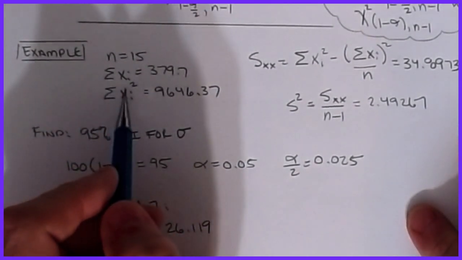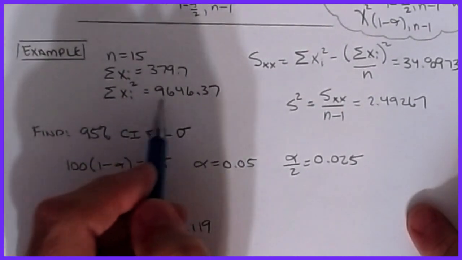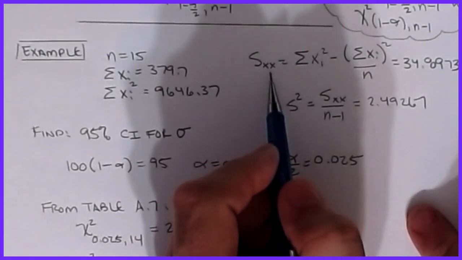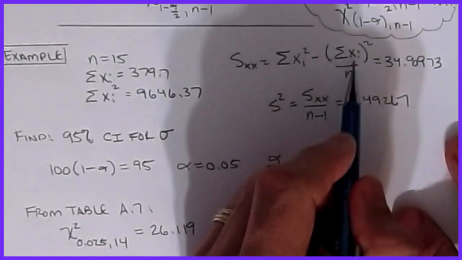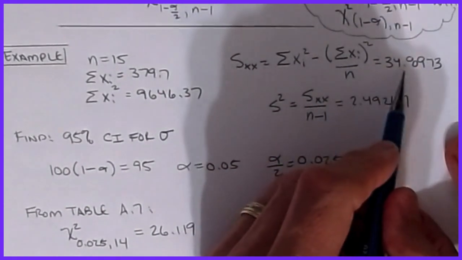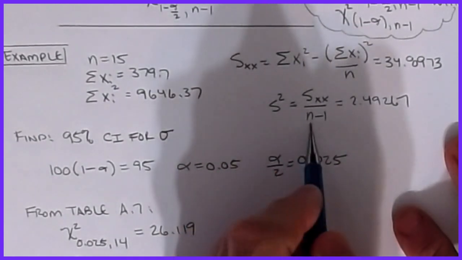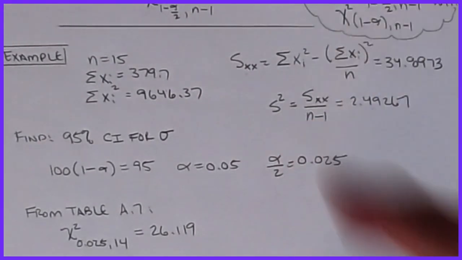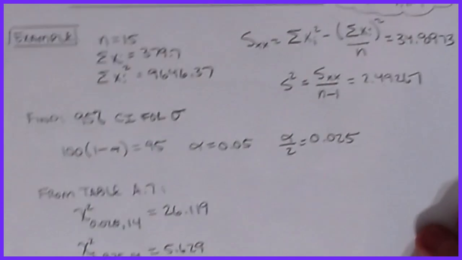I've got the sum of xi equal to 379.7, and my sum of xi squared is 9,646.37. My Sxx parameter, we've done this a couple times now: sum of xi squared minus the sum of xi, quantity squared, over n gives me 34.89. Then my variance, Sxx over n minus 1, gets me 2.49267. That gets me s squared, and that's the parameter I'll need in my formulas for this because I need the variance.